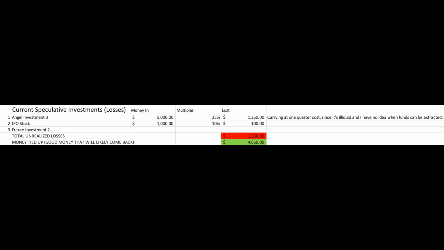Now, again, I did not put $5,000 into this investment. I'm just putting hypothetical numbers here. I'm using real-world things that have happened in my life with absolutely random numbers that don't pertain to how much I actually put in.